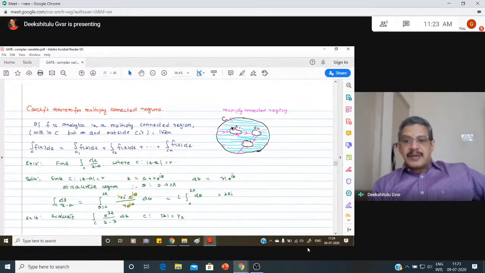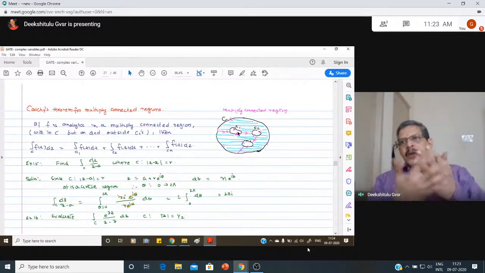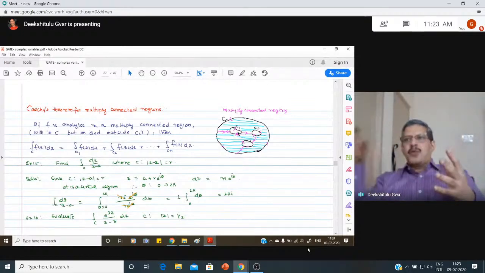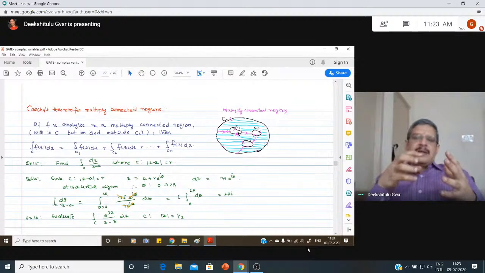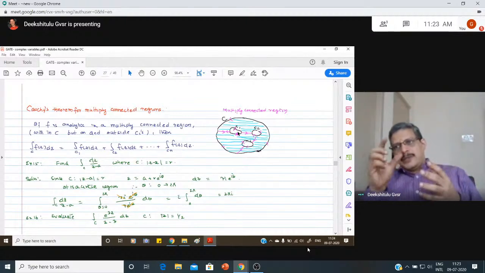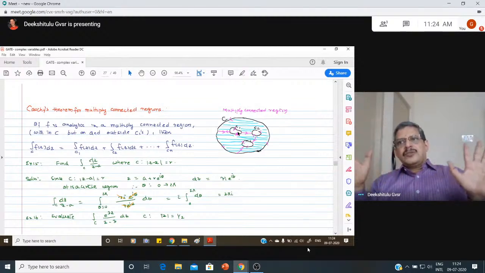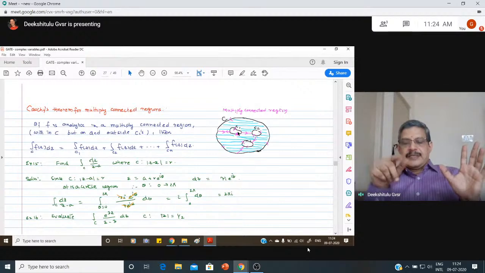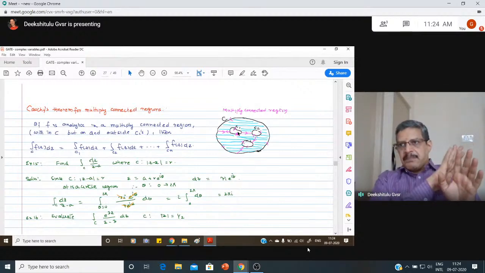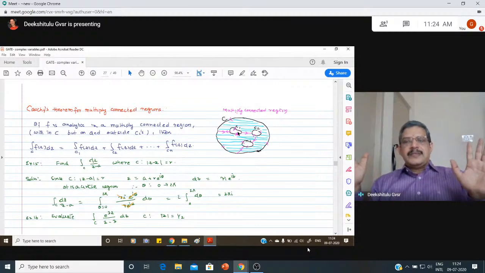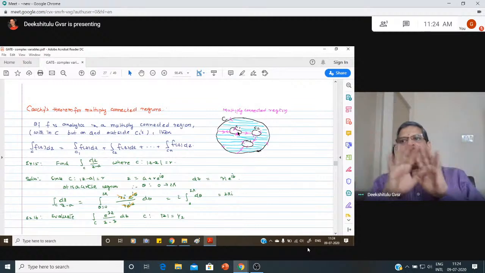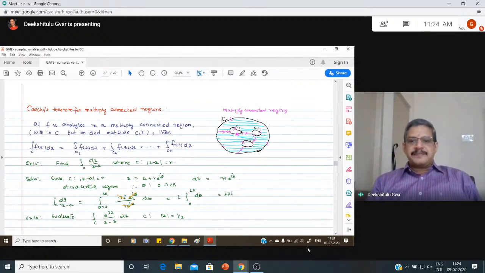So C1 is a circle here. That means you have a metal sheet and you make some holes in it. Then you pull out those parts, so there are some holes in the metal sheet. So that's a multiply connected region. If it is completely a metal sheet without any holes, then it's a simply connected region. So it is now a multiply connected region like this.